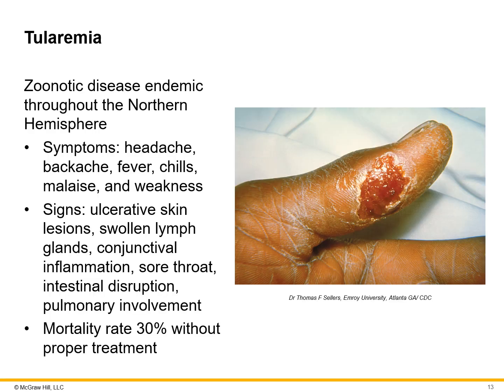All right, our next one is tularemia. This is zoonotic, again, meaning it comes from animals. It's endemic to the northern hemisphere. Some of the symptoms, so headache, backache, fevers, chills, malaise, tiredness, or weakness. Some of the signs that we can actually see, so ulcerative skin, as the picture here shows, swollen lymph nodes, conjunctival inflammation, so in the eye, sore throat, intestinal disruption, and some pulmonary involvement. About 30% mortality without proper treatment.